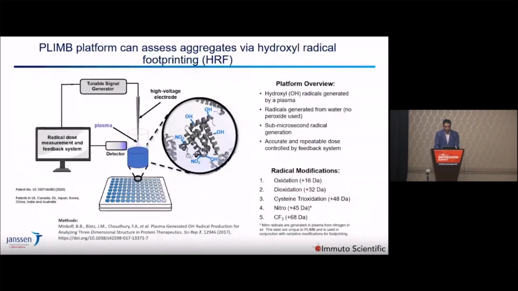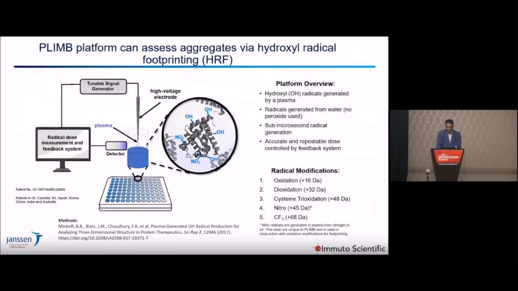So here's the PLIMB platform that was used for these footprinting experiments. And this is, again, a proprietary technology that's offered as services through Immunoscientific. Unlike most hydroxyl radical footprinting methods, where you have to add hydrogen peroxide through Fenton's chemistry, here we are using a plasma source to ionize molecules in air that will eventually lead to the generation of radicals directly from water. So it's a sub-microsecond burst of radicals that are generated through this plasma.